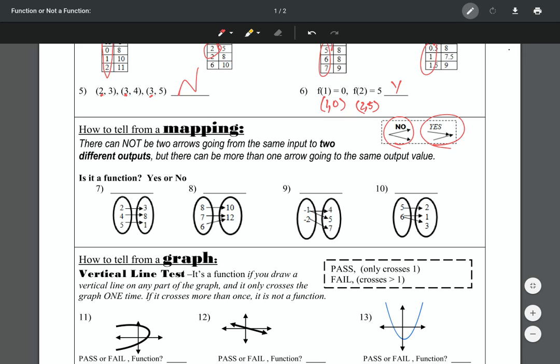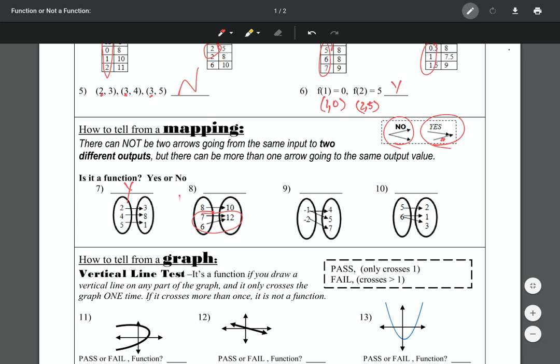So this basically is 2, 3 as an ordered pair. This is 4, 8, and this is 5, 1. So yes, this would be a function. On here, 8, 10, 7, 12, 6, 12. So you see how these two right here go to the same y value? That looks very similar to the yes up here. Okay, so this is okay.